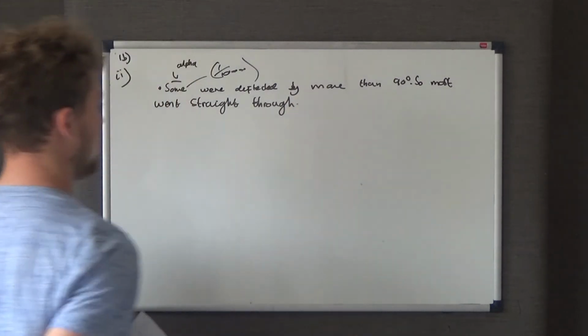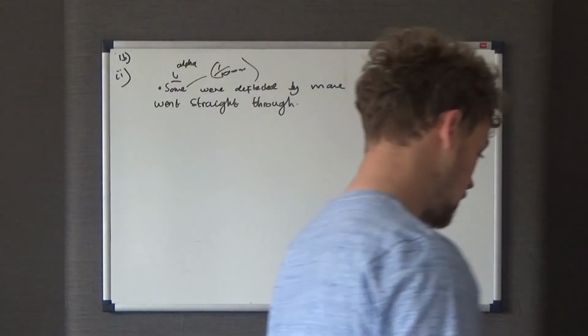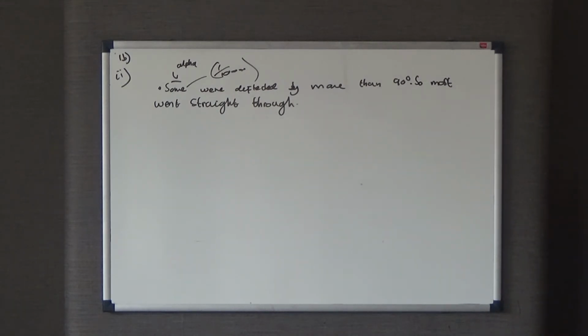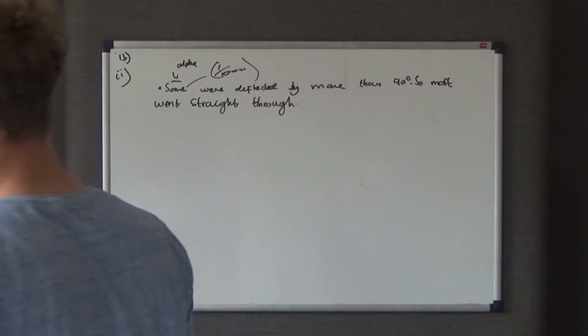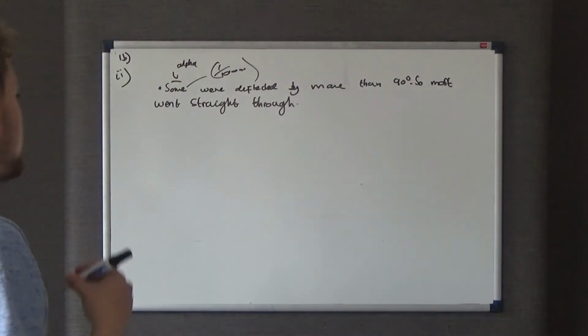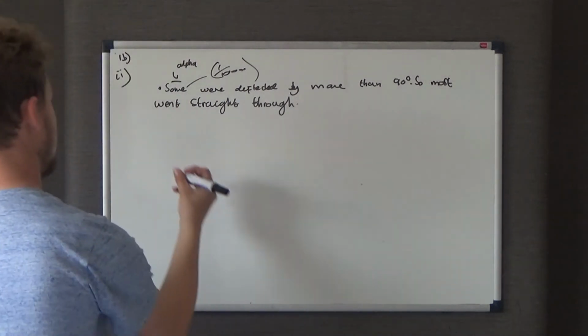And they're the main observations. So that's really the main observation. You need to talk about the fact that most went straight through, which was obviously the most surprising thing because they didn't expect that. So then you need to say what this actually means.